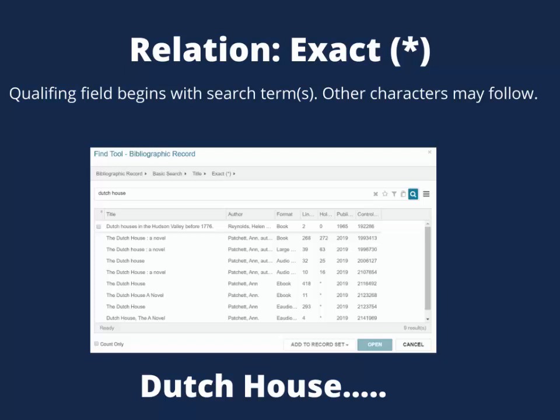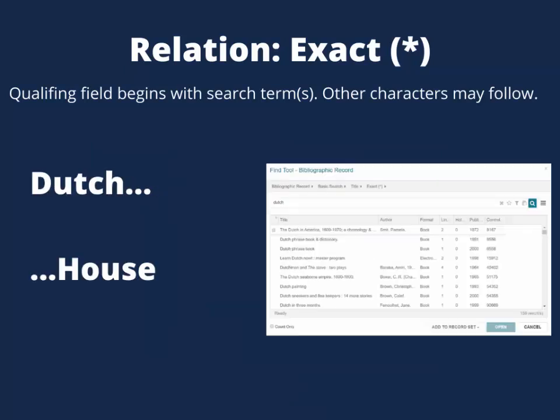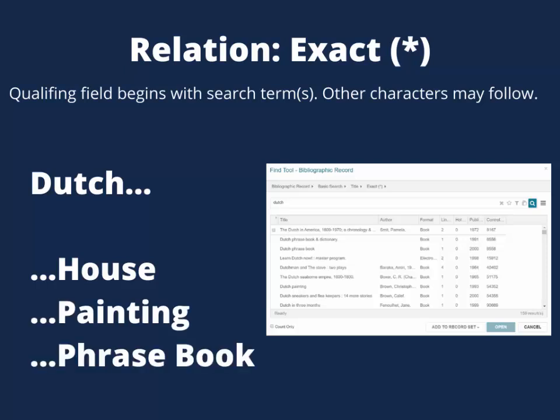novel. If I just search for the word Dutch, the Find tool will still return Dutch House because it's also looking for title fields that may contain words or characters after Dutch. It will, however, also return titles such as Dutch Painting and Dutch Phrasebook and Dictionary.